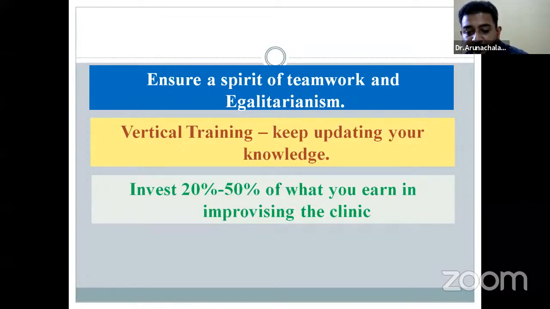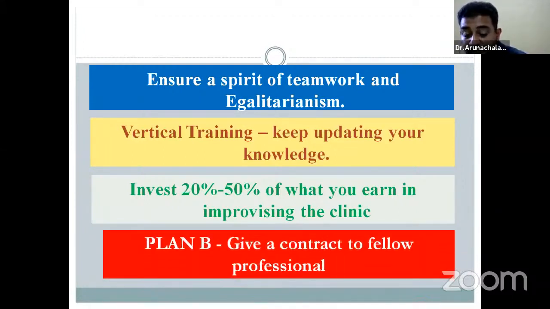Invest 20 to 50% of what you are earning initially in improving the clinic. So don't take all the benefits immediately from this. This is applicable to any business. Don't put every investment into this clinic initially. Just put 50% of what you intended initially, and then every month, whatever profit you are gaining, invest 20 to 50% of the earnings into improving the clinic appearance, hygiene, and also increasing the number of workers in your place. That gives a more holistic view to this.